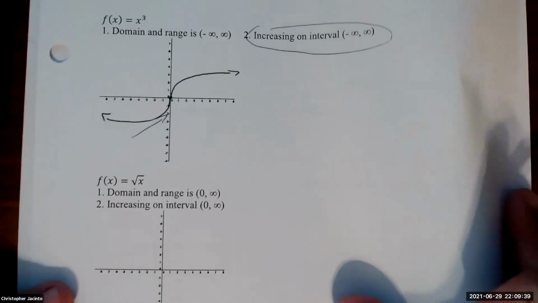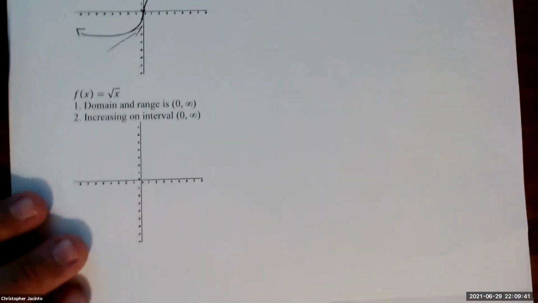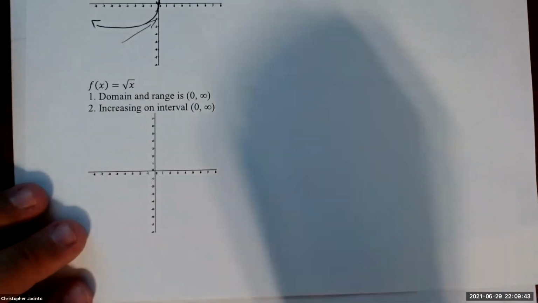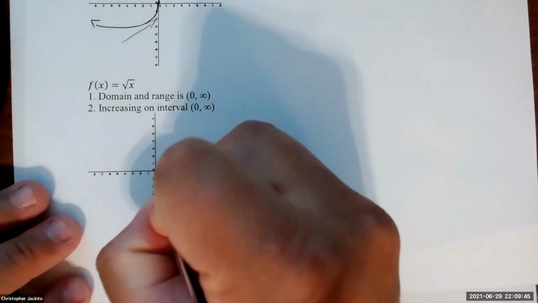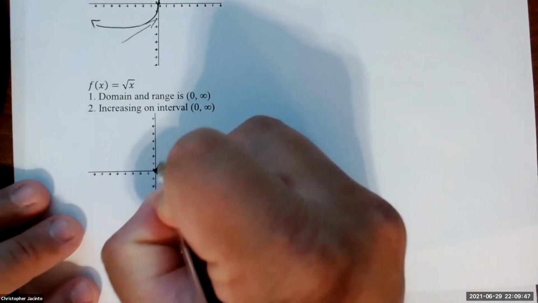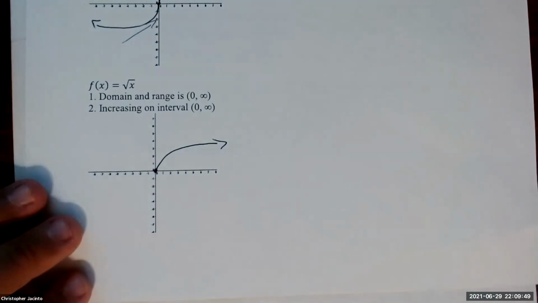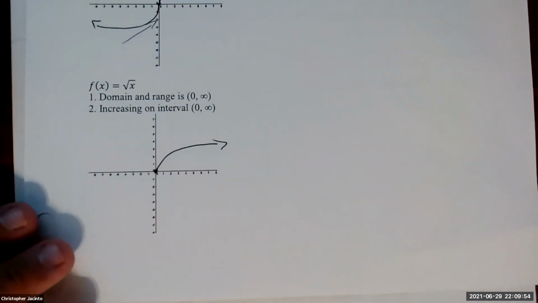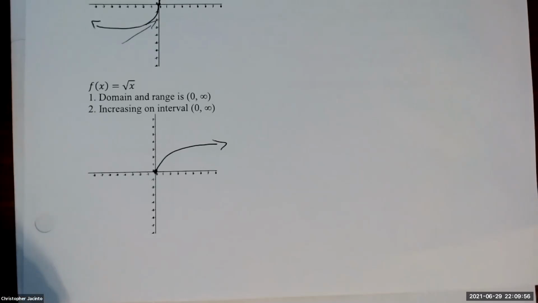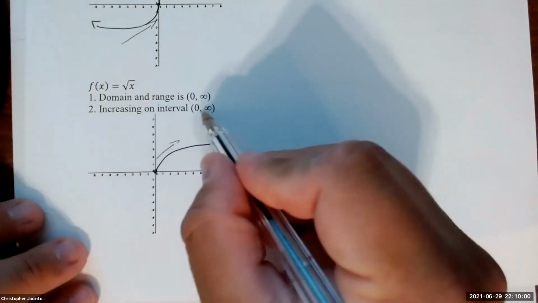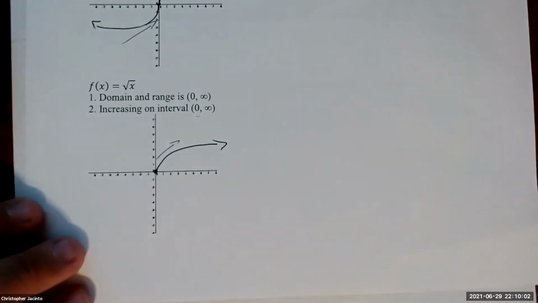All right, next one is the square root of x, which we talked about before, right? How to solve for these. So the square root of x looks like this. It's actually one half of x to the third, meaning it doesn't exist on this side, it just starts there. And like it says, it's always increasing. So from 0 to infinity, it's always going up.